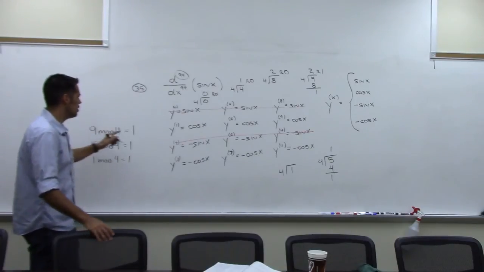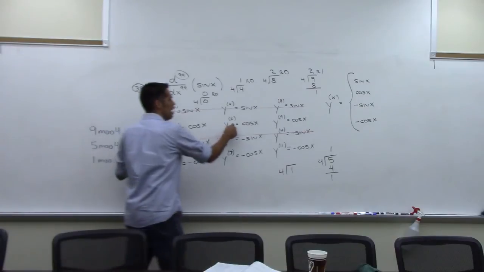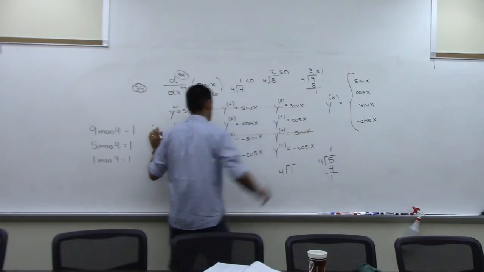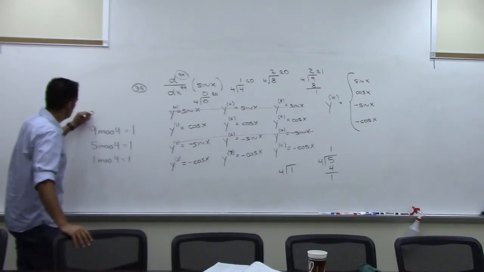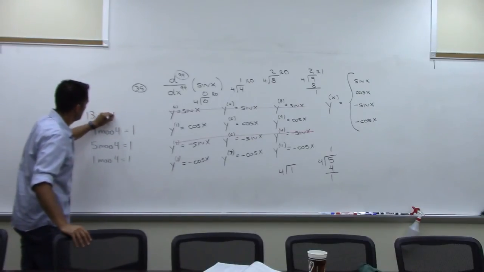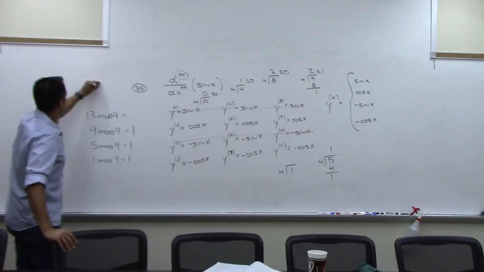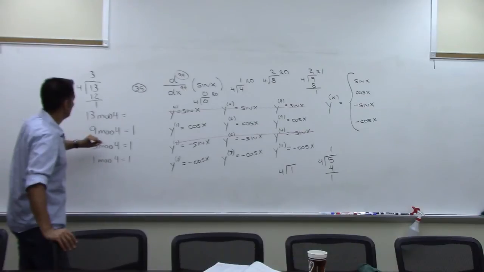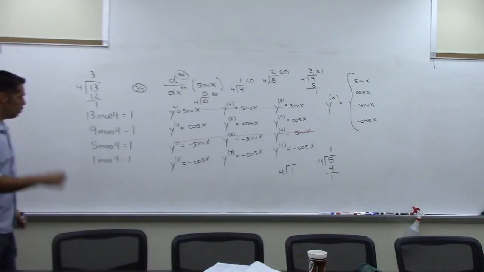And what was the next one that would have been in this list? 1, 5, 9, we add 4 to it. So 13 would be in that list. If I take 13 mod 4, 4 goes in there 3 times, that's 12, and I have 1 left over. So that would also be 1.